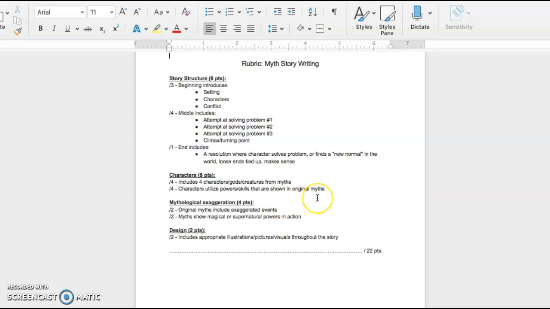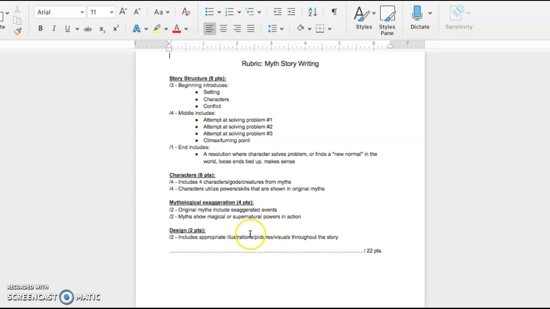Then 4 more points are attached as long as you demonstrate that your characters are utilizing their powers, their supernatural abilities or skills that are shown in the original myths. Make sure to include this throughout your story. Find ways in your writing that you can demonstrate supernatural events. This relates to the next portion of the rubric, the mythological exaggeration. So, you need to make sure that you show the exaggerated events from the original myths and that your myths show the magical or supernatural powers in action. So we're looking for these things in your writing.